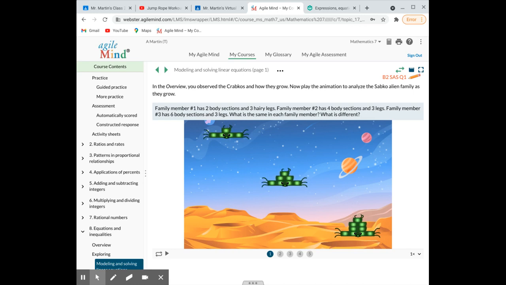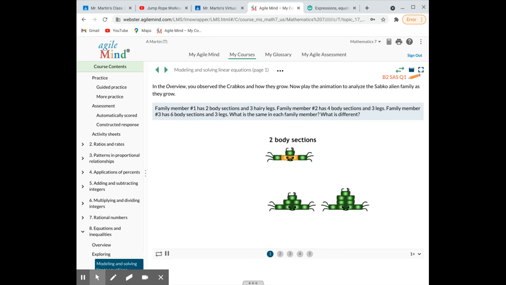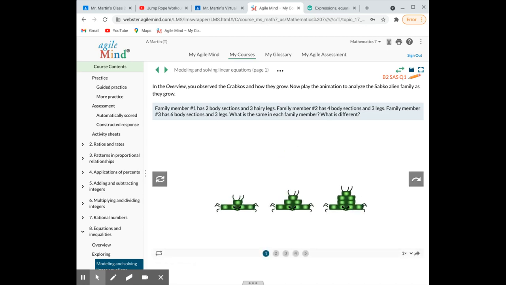So, looking at this, read what that says for us, Isaiah, and tell us what it says about the family members. In the overview, you observe the Sabcos and how they grow. Now play the animation to analyze the Sabco alien family as they grow. What's it say about the family members? Family member 1 has 2 body sections and 3 legs. Family member 2 has 4 body sections and 3 legs. Family member 3 has 6 sections and 3 legs. What is the same for each family member? What is different?